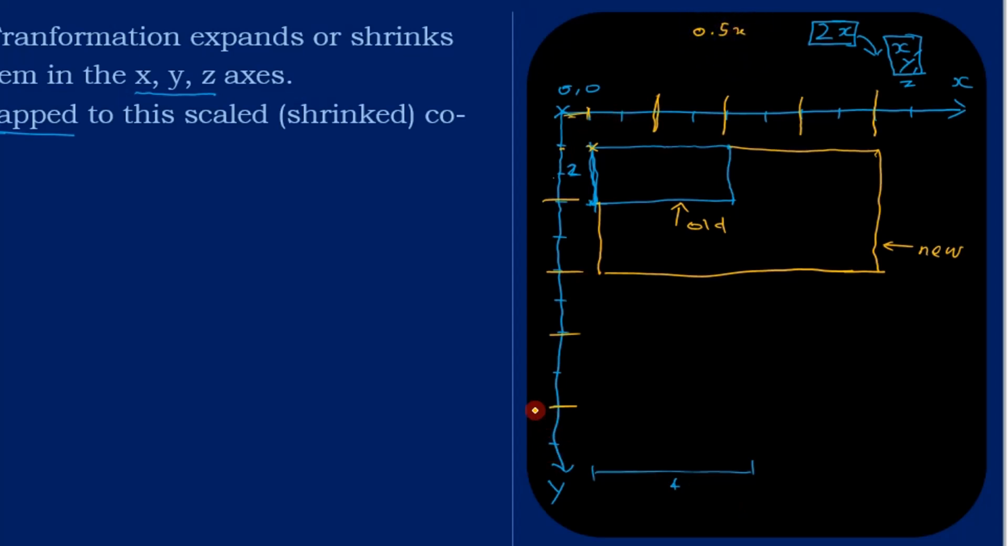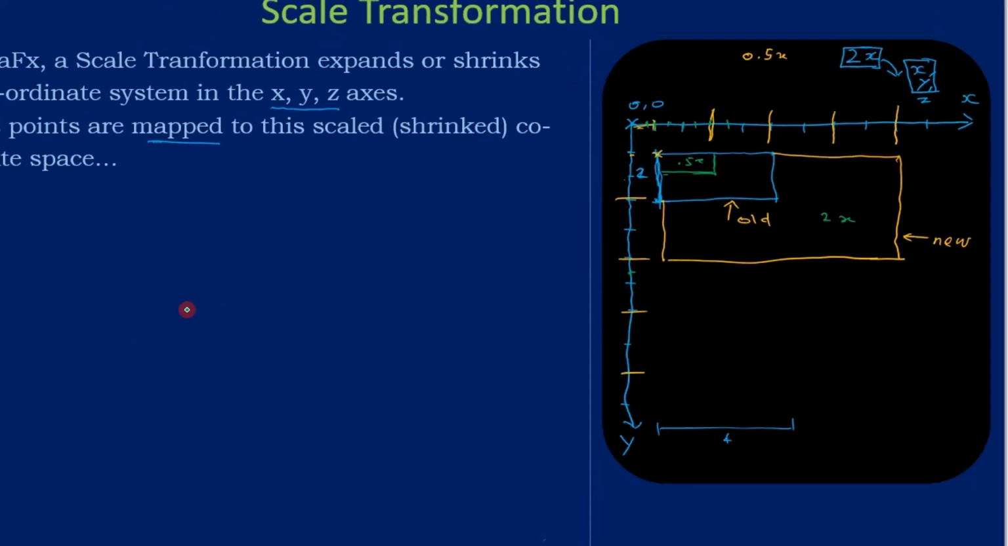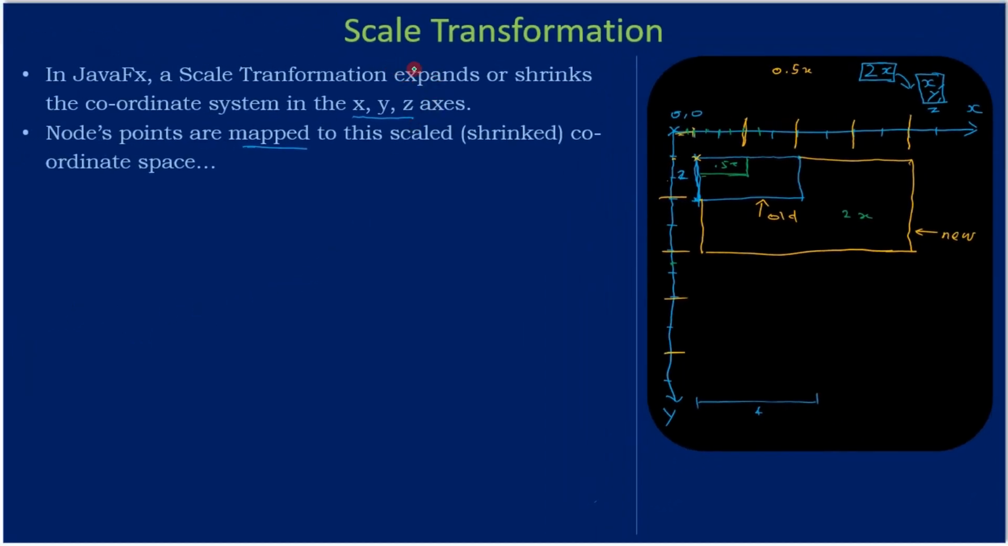If we specify 0.5x, then the coordinate will be shrunk. That means this is the previous unit, right? The shrunk unit will be smaller, and each 1 unit is further divided here, and the rectangle will be drawn like this. It will be diminished in size. So this is 0.5x, this one is the real one, and this is 2x. This is how you can scale as well as shrink, and that's how JavaFx performs the scale transformation.